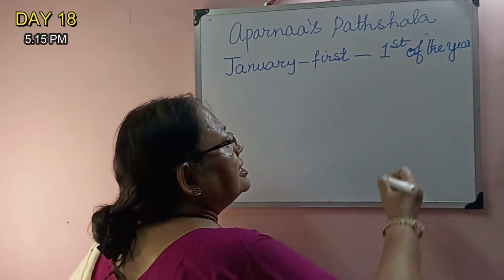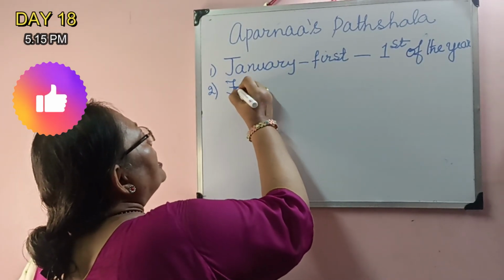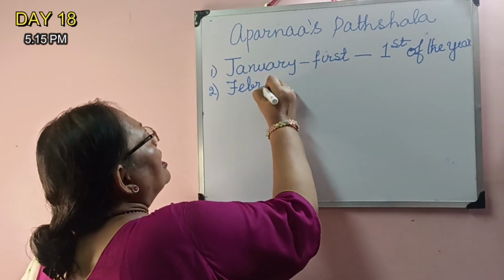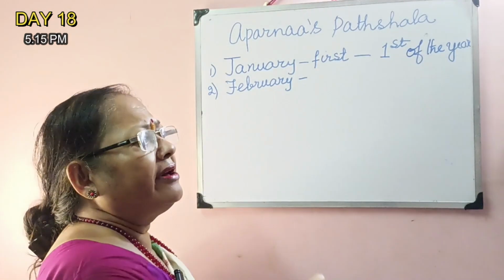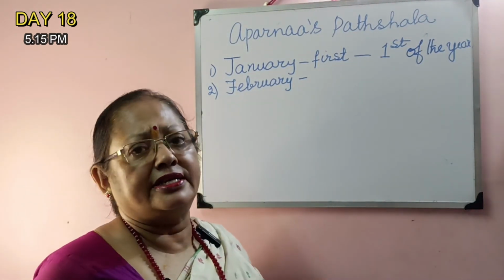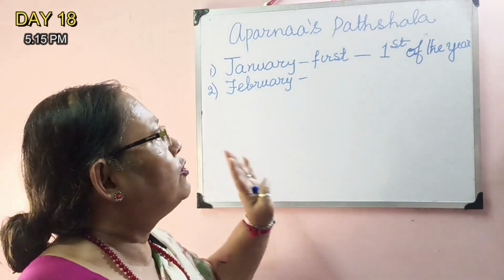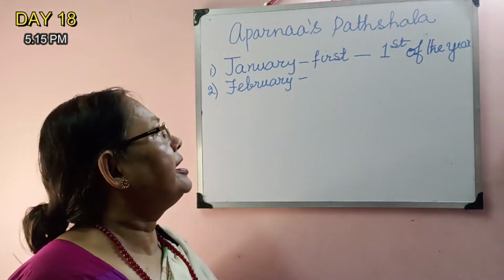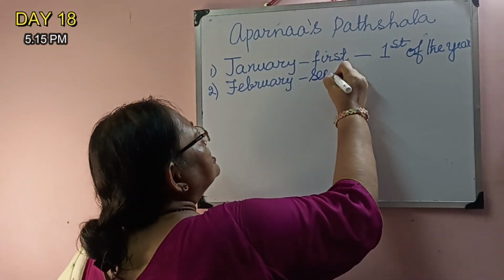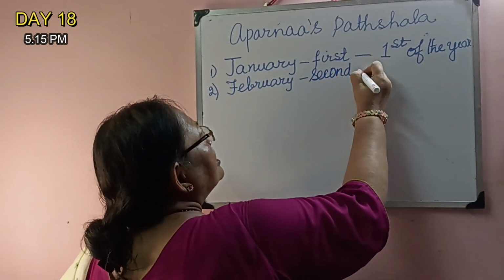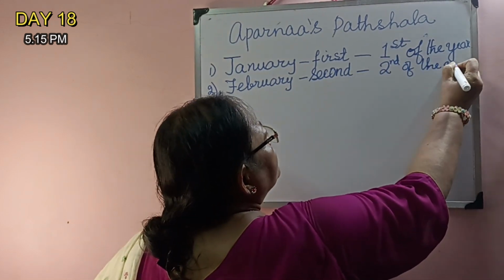Y-E-A-R, year. Next comes the second, February. F-E-B-R-U-A-R-Y. And now children, I am writing everything in cursive letters. It will be easier for you, and if you don't get it, ask me. So February is the second, S-E-C-O-N-D, second, and then N-D, of the year.